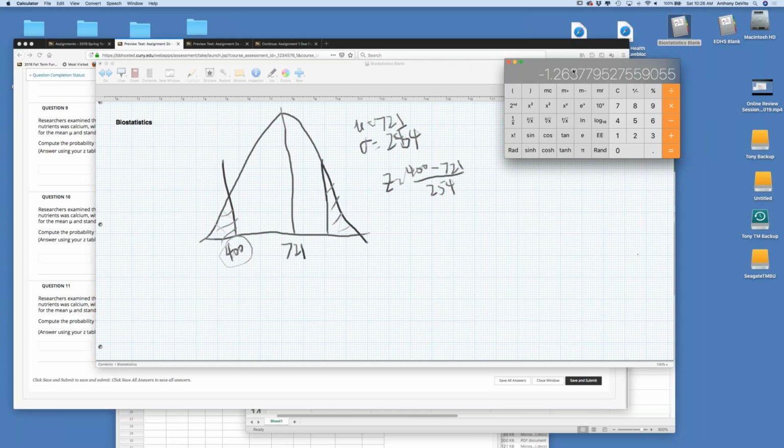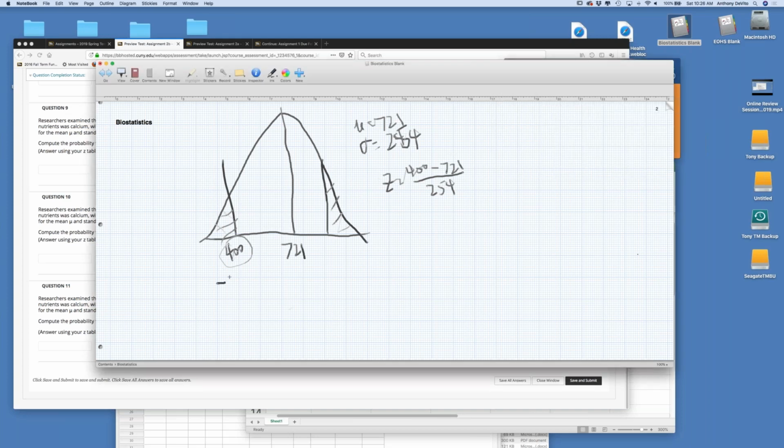The reason why I'm doing that is because I'm going to use a z-table right now to calculate the area that's represented for a z-score of negative 1.26. Right, that's my z-score. From there down to the left. And I know my table gives me that area directly. So I'm going to go look up my table.